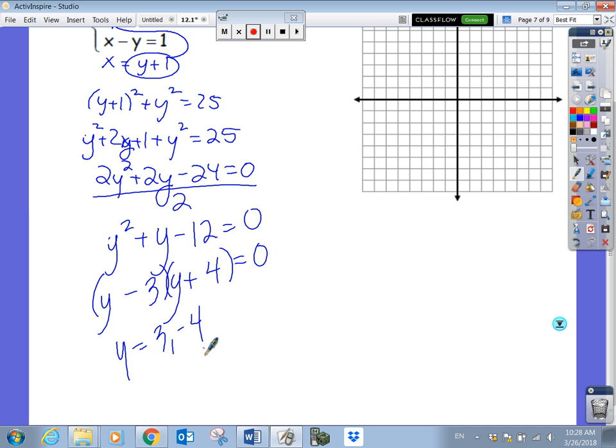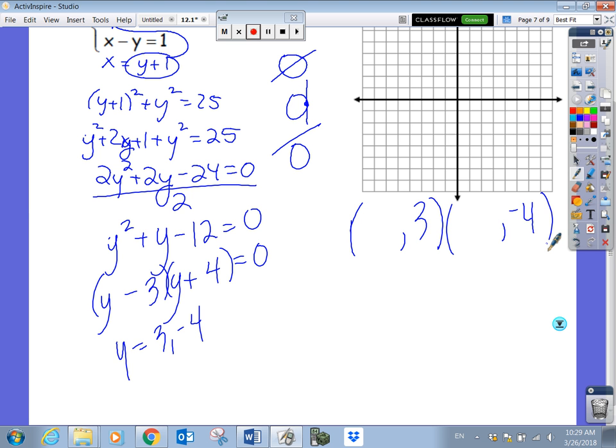When you have a circle and a line, the line could go through it. We have a circle, the line could touch it. We have a circle, the line could miss it. So we could have two solutions, one solution, or no solutions. Those are our only options for a circle and a line: 2, 1, or no solution. Here we're going to have two solutions. This tells us we're going to have an x value that goes with the 3 and an x value that goes with the negative 4.